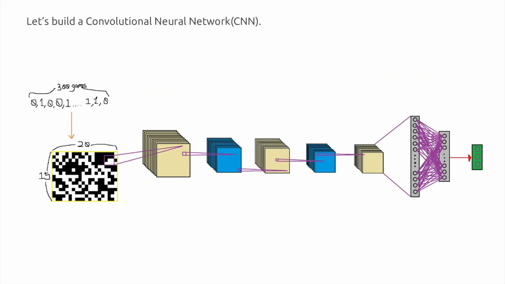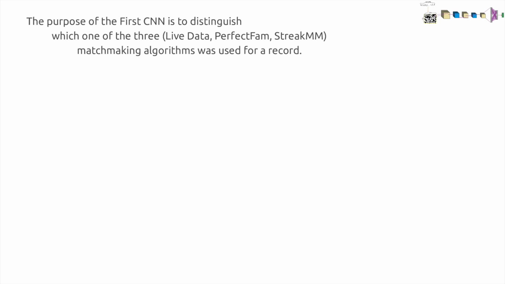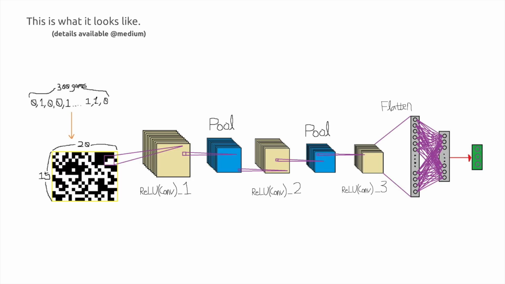Let's build a convolutional neural network. We'll call this model First CNN. The purpose of the first CNN is to distinguish which one of the three matchmaking algorithms was used for a record. This is what it looks like, with 3 convolutional layers, 2 pooling layers, and 2 fully connected linear layers.